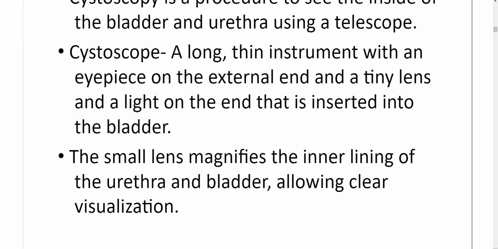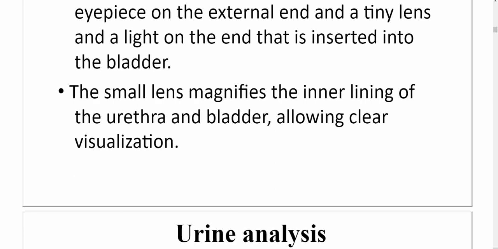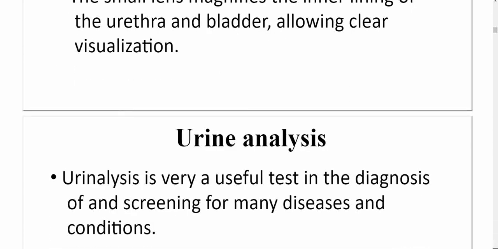So the small lens magnifies the inner lining of the urethra and the bladder, allowing clear visualization. And you have to be very keen, and you also need to know what you are looking for. So it's good that you are familiar with the human anatomy atlas.